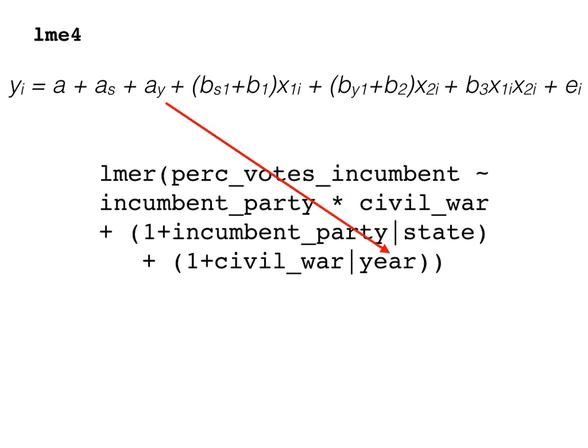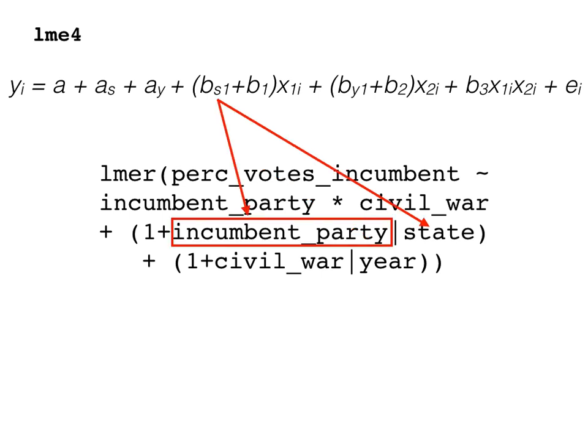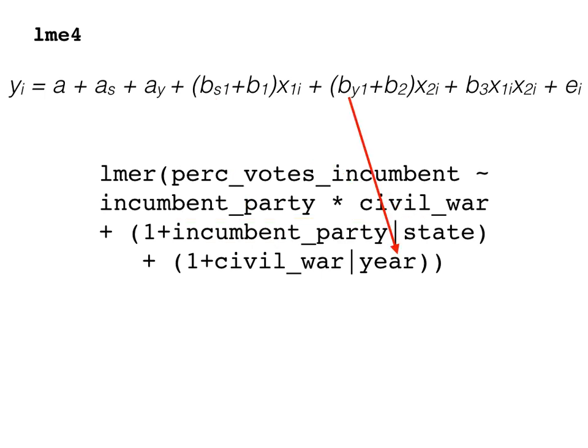For the random slope for state, we add incumbent party before the pipe, so that we want to add the random slope. By using 1 plus incumbent party, we say that we want to add both the random intercept and the random slope. Similarly, we have the random effect of year and the random slope for Civil War country.